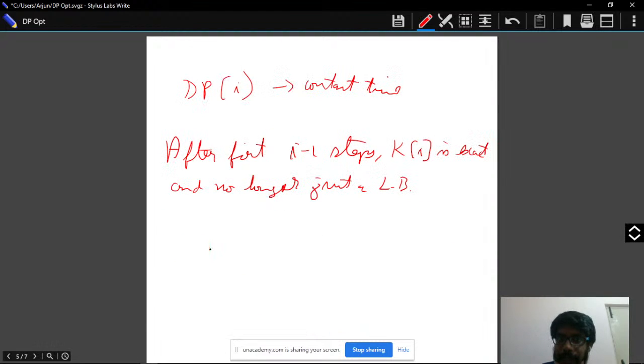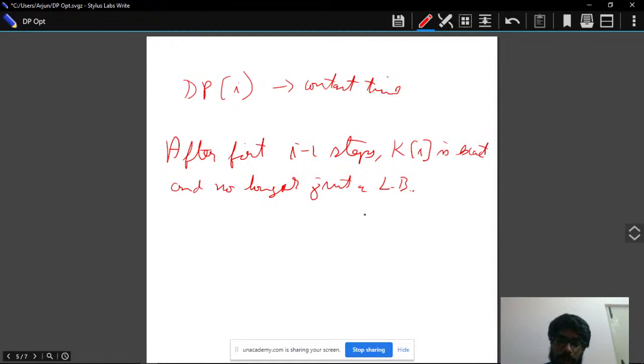I hope this makes sense. So now, given this, now it's obvious why we want to do this, why we want to maintain these things, because instead of spending order i time to calculate dp of i, I'm just spending order 1 time, which is obviously a huge boost.